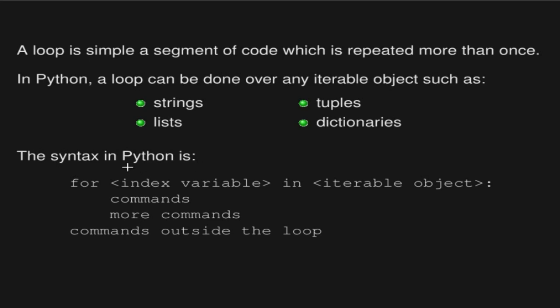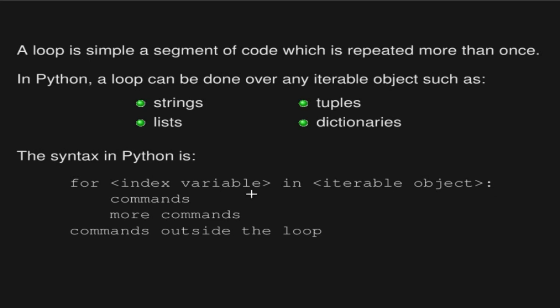The syntax for Python is pretty straightforward. We have for, saying this is where we're going to start our loop. So for, then we give it the name of the index variable that we want to use for the loop. So for index variable in, and then whatever object it is that we are going to iterate over. Then to start the loop, we put a colon here.